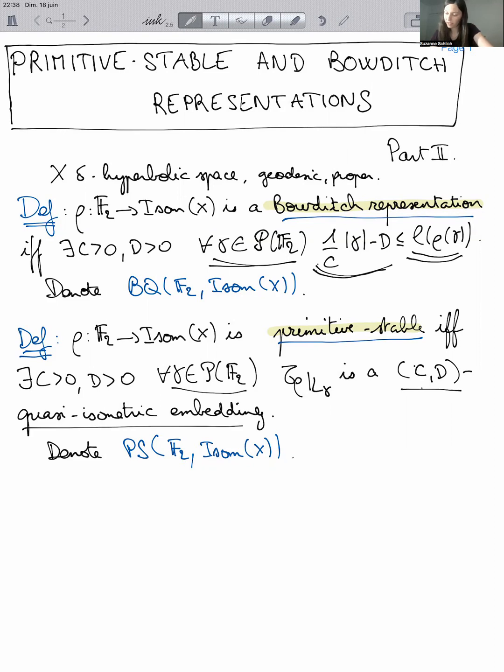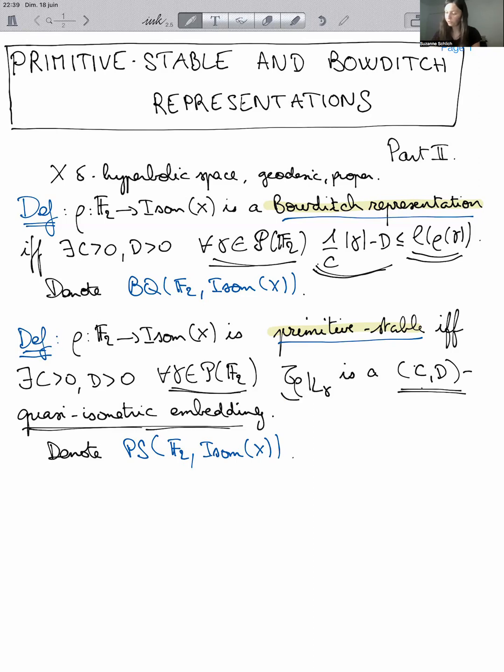And on the other hand, we have primitive stable representations, which say that whenever you take a primitive element and you look at the primitive geodesic that it generates in the Cayley graph, it is sent via the orbit map to a (C, D) quasi-isometric embedding. What is important, I recall, is that the constants C and D are uniform in gamma.